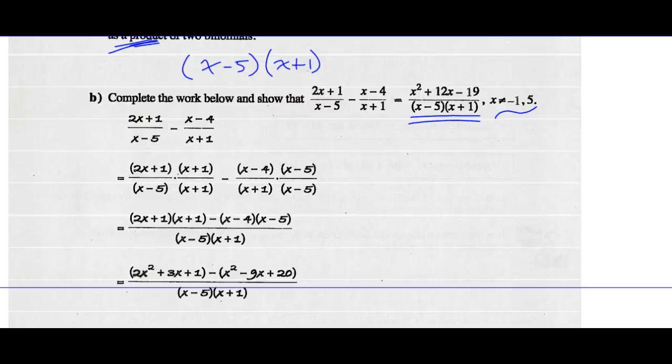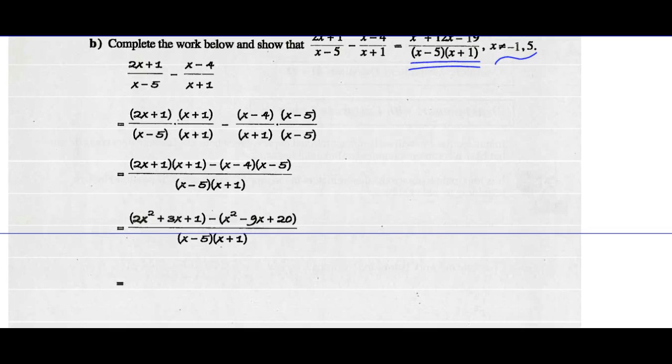So here is the question. 2x plus 1 over x minus 5, subtract x minus 4 over x plus 1. We said the common denominator is x minus 5 times x plus 1, or x plus 1 times x minus 5, means the same thing. So my common denominator is x minus 5 times x plus 1. In order to make my first denominator, x minus 5, look like my common denominator of x minus 5 times x plus 1, I had to multiply it by x plus 1. Right? So that's what we did. We took x minus 5 and we multiplied it by x plus 1.